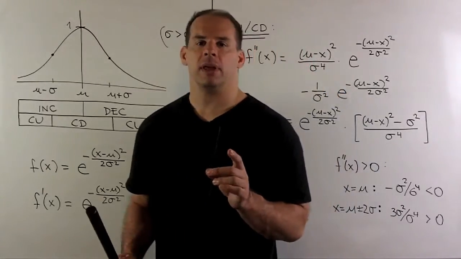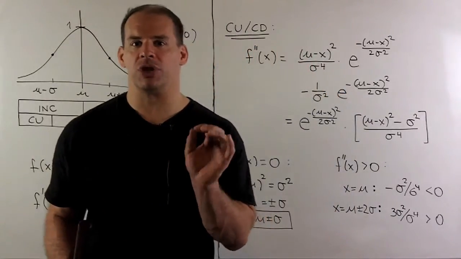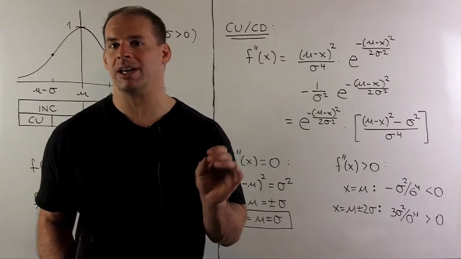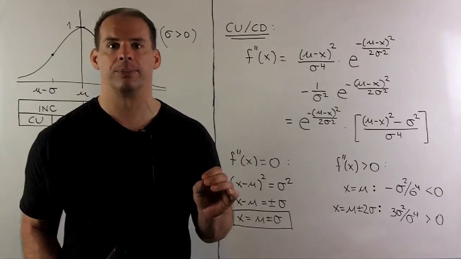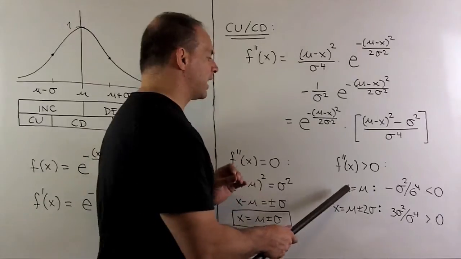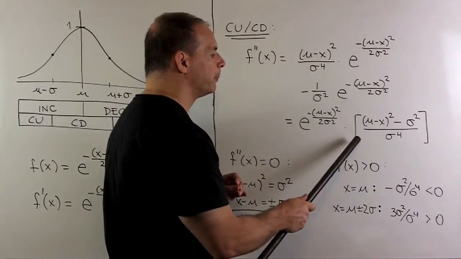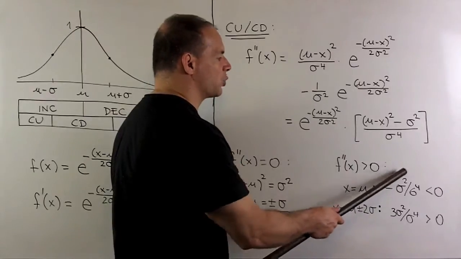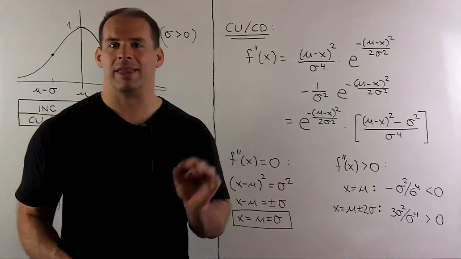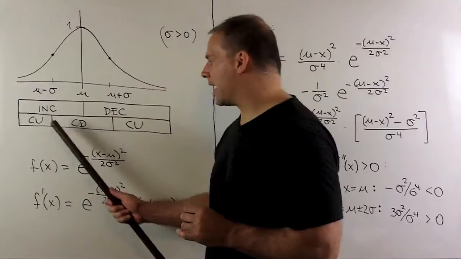Now here, instead of manipulating the inequality, I'm just going to check a point in each region to determine concave up or concave down. I check x equal to mu. Okay, I only need to put it in this part here. That's going to give me minus sigma squared over sigma to the 4th. That's definitely negative. So we have concave down here.